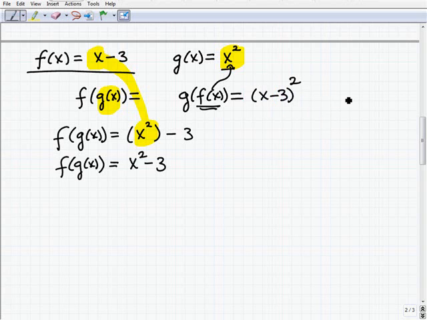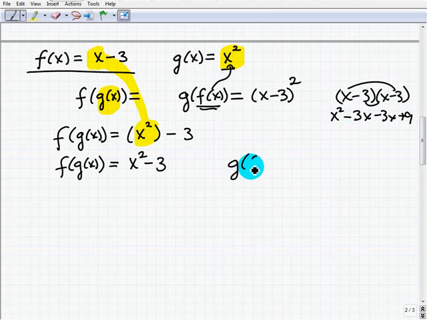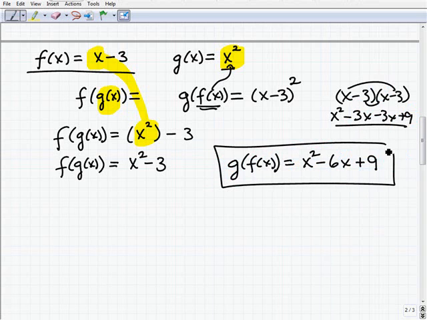Okay? So let's go ahead and just use our FOIL method here. X minus 3, and there's a couple other techniques you have. X squared, negative 3x, another negative 3x, and a positive 9. So g of f of x, when you combine like terms, and everything's said and done here, is x squared minus 6x plus 9. Okay, so there's g of f of x and f of g of x.